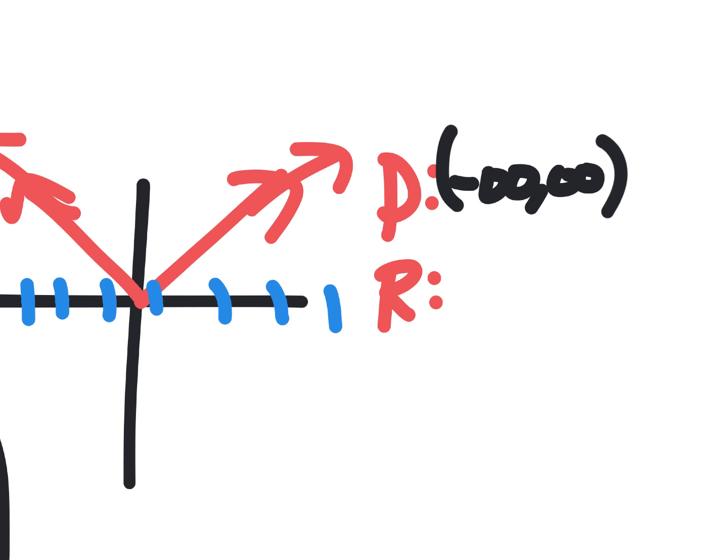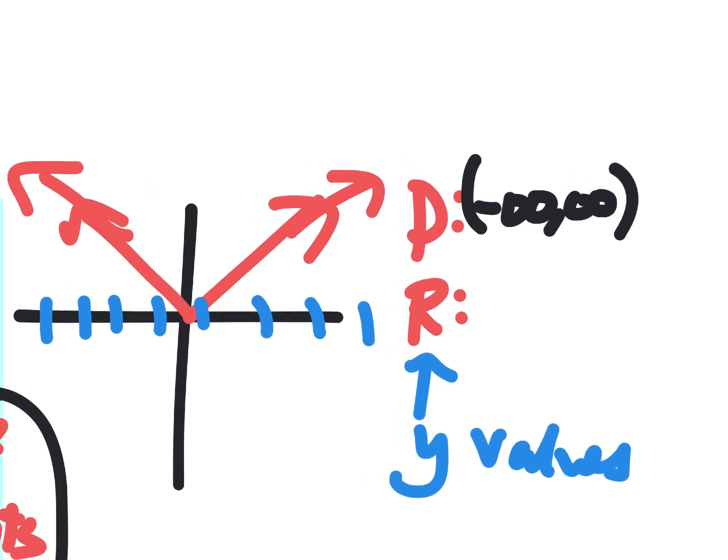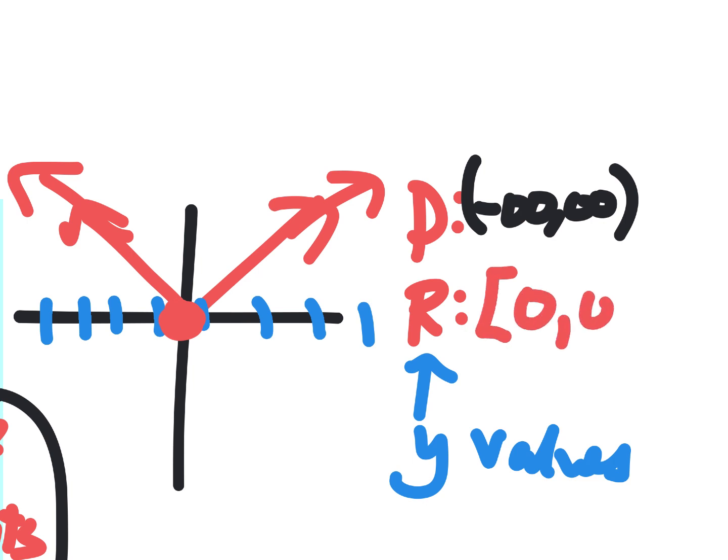The range of it is the y values. Remember how I said this was y? If you look at this V shape, does it go downward forever? No, it's got a lowest spot. The lowest spot is right there at 0, 0. So its range is from 0 to infinity.